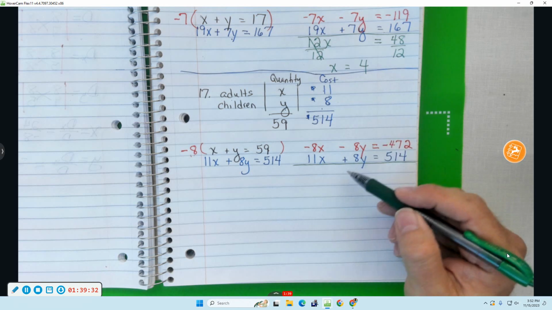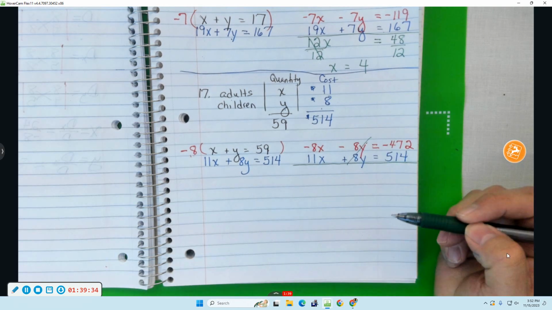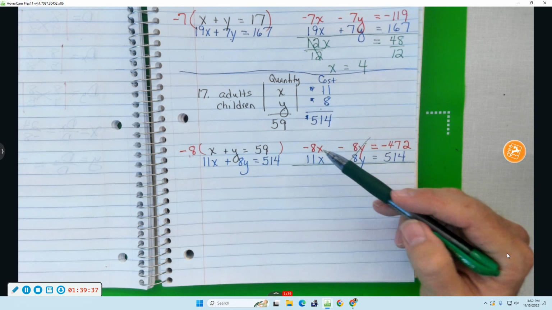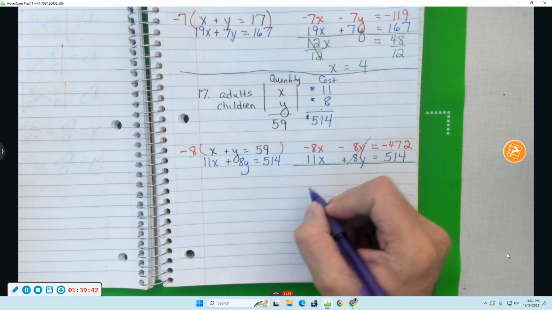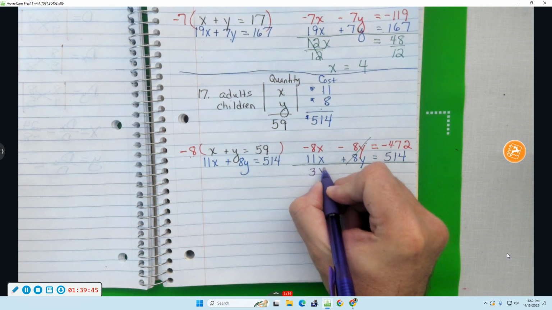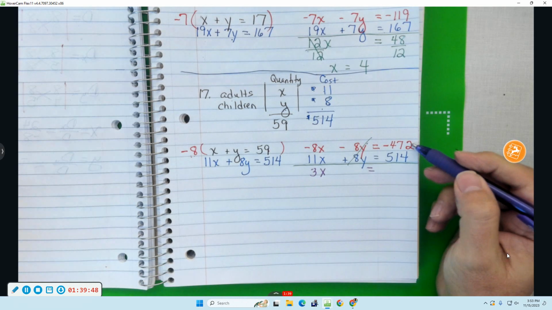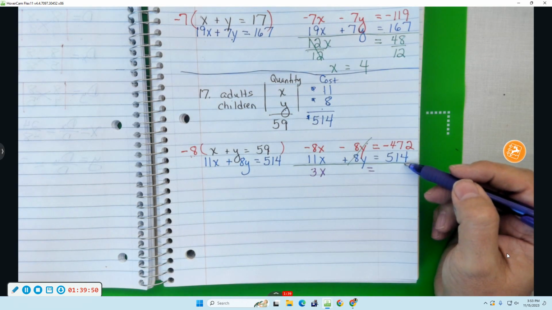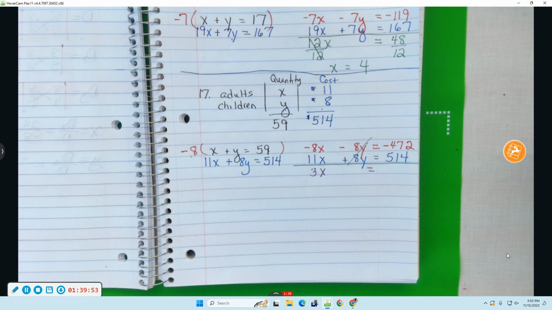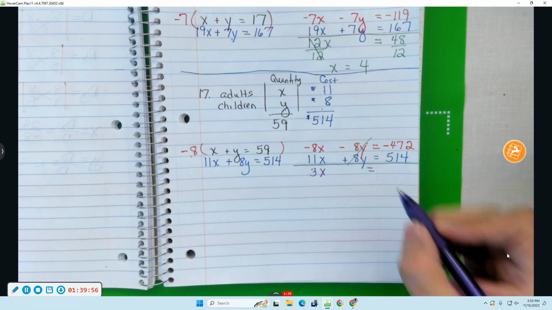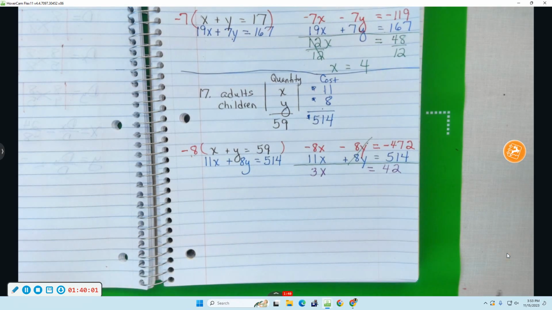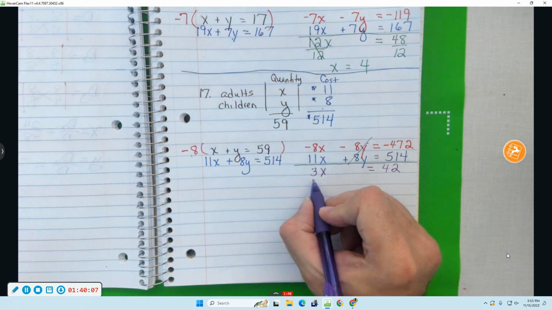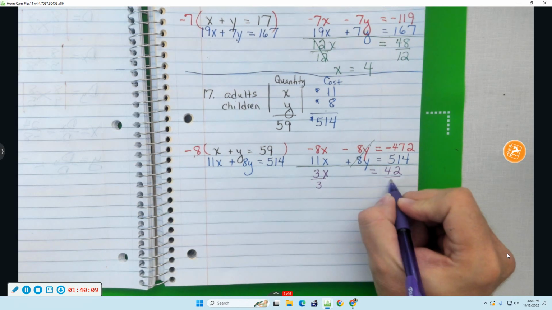The y's are gone, aren't they? You've eliminated the y's. So negative 8x plus 11x. Is that going to be a 3x? Equals negative 472 plus 514. I sure hope we're going to get a multiple of 3. How about a 42? Okay. If it's not a multiple of 3, we can't have a fraction of an adult ticket sold. So we better get a non-negative integer.